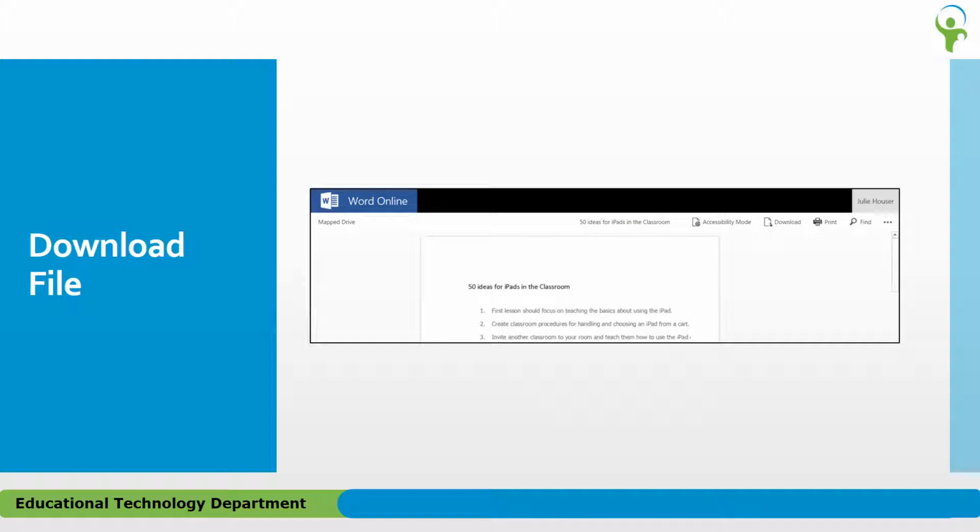If the file is an Office document, it will open in the Office Online app. In order to edit the file, you will need to download it to your computer. Click the Download button located at the top. You will most likely see your downloaded file appear in the bottom left corner of your screen. Click on it, and your file will open in the appropriate Office app.